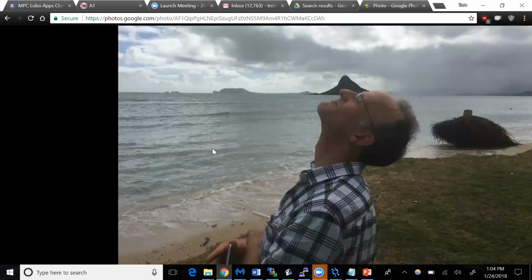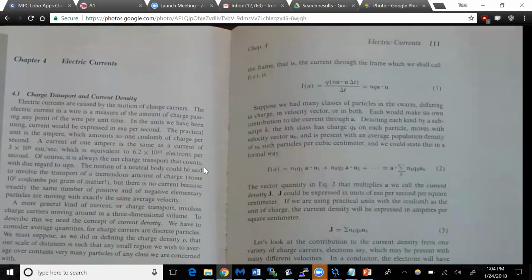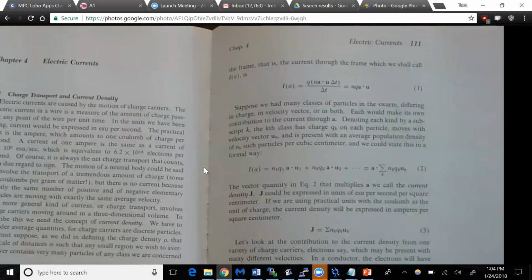oops, that's my Hawaii picture. That's a nose job I got while I was in Hawaii. I knew that would come in handy somewhere.